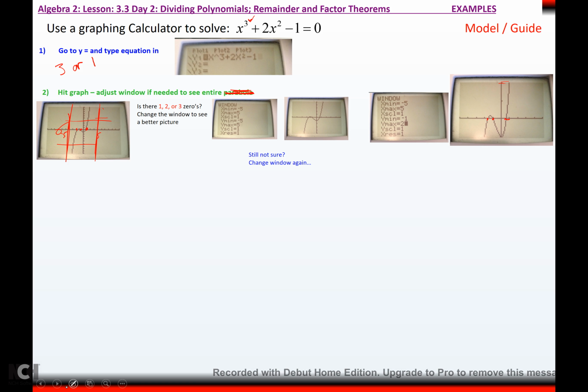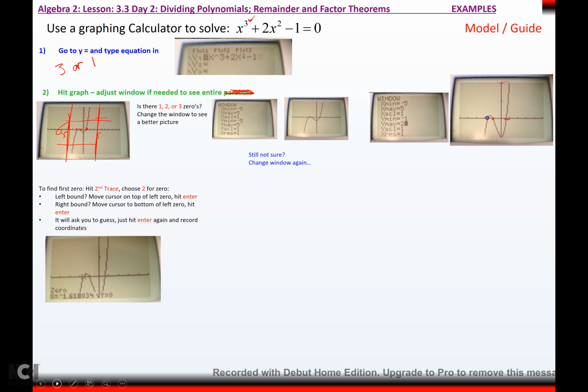Okay, so now to figure out exactly what those are, because I don't really trust my eyes, we can calculate a 0. So what you're going to do is hit the second trace key. You're going to choose option 2 for 0. The calculator is going to come up and ask you for the left bound. If you're tracing this from left to right, you want to get close to the x-axis without touching it. Don't touch it yet. Stop before you get there and hit enter. That will be your left bound.